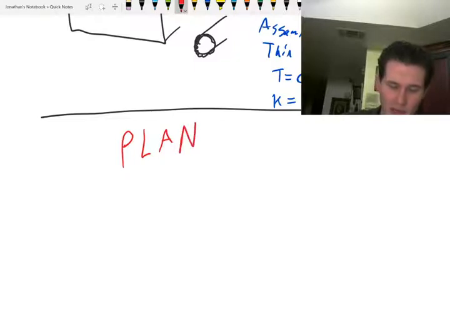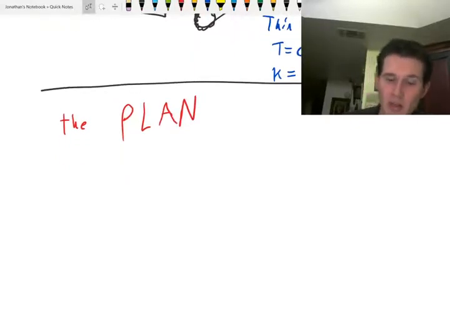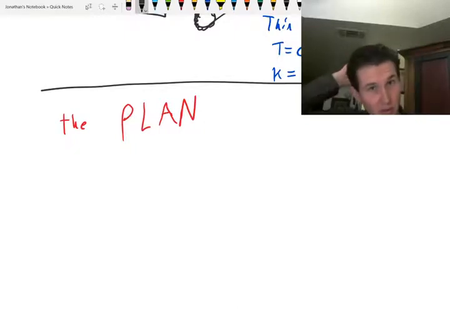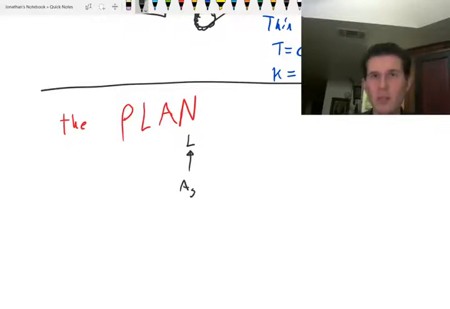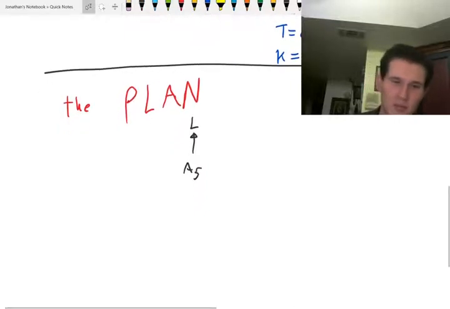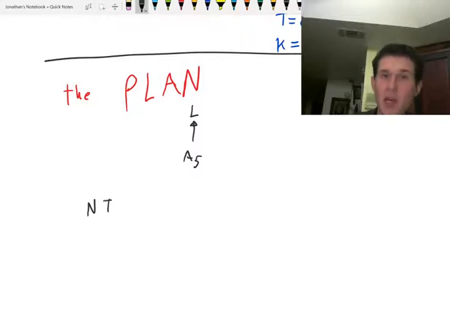So the plan. There we go, put the plan. So we want to find how long this heat exchanger is going to be. That's what we're concerned about right now. We need to know how long to make the pipes in this heat exchanger. So we want L. To get L, we want AS, the surface area of the heat exchanger on the pipes. So we have a nifty equation we can pull out of our book here that can get us our AS.